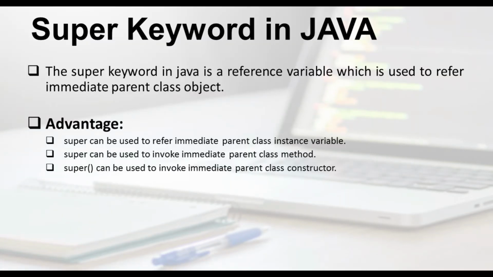So first of all, what is the super keyword? The super keyword in Java is a reference variable which is used to refer to the immediate parent class object. Whenever you create an instance of a subclass, an instance of the parent class is created implicitly, which is referred to by the super reference variable. The usage of the Java keyword super: first, super can be used to refer to the immediate parent class instance variable. Super can be used to invoke the immediate parent class method, and super can be used to invoke the immediate parent class constructor.